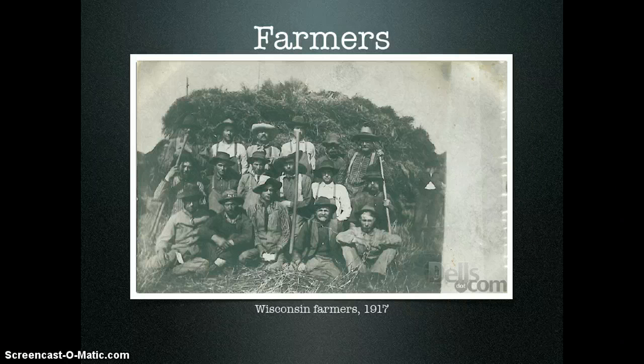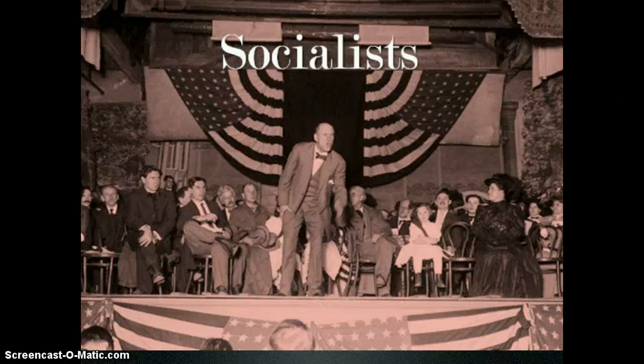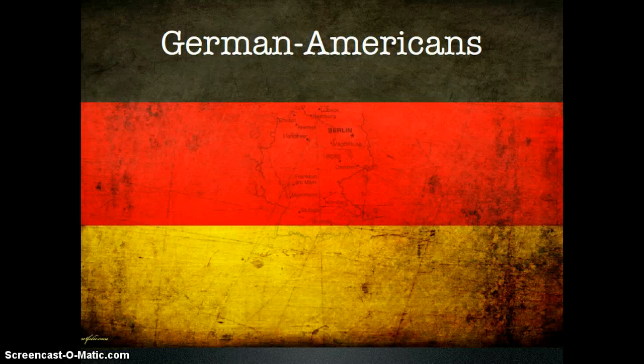Farmers were predominantly against the war because many were German immigrants. And those that weren't German immigrants knew that their sons, who were the workforce of their farms, might be asked to fight. Socialists were individuals who advocated for government ownership and control of the means of production and distribution. They gained great support as they also spoke out against the war. And obviously, German Americans as well as Irish Americans.